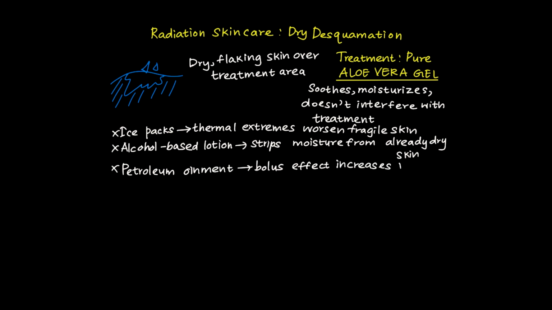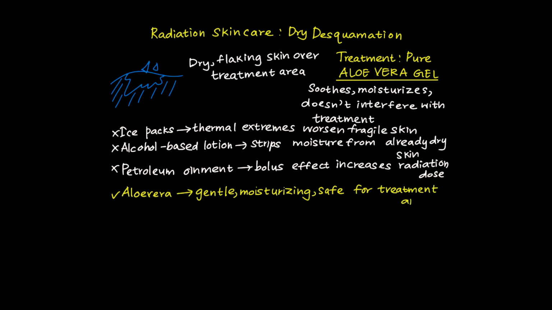Thick petroleum-based ointments create what's called a bolus effect during radiation treatments. The ointment layer increases the radiation dose to the skin surface, making the damage worse. Heavy occlusive products need to stay away from the treatment field.